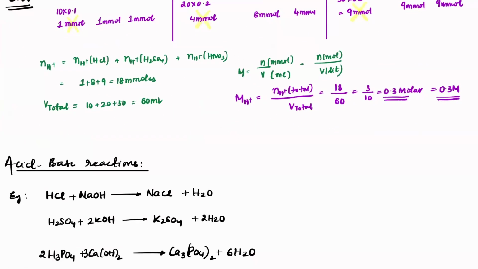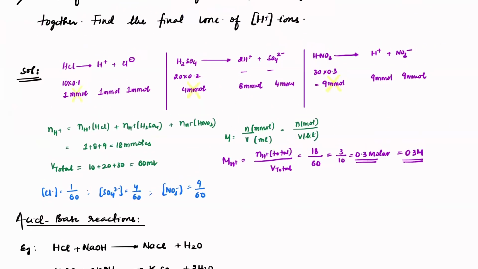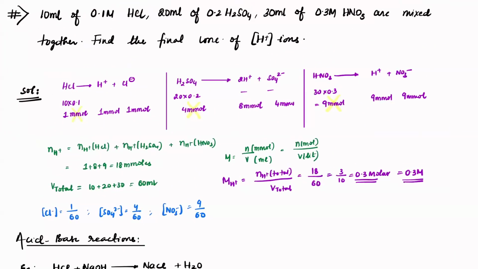Just to give you more clarity on the other ions, Cl minus concentration will be 1 by 60. SO4 2 minus concentration will be 4 by 60. NO3 minus concentration will be 9 by 60. These are the concentrations of the other ions. So I'm sure you understood this point, how to figure out concentrations of various ions when they get ionized. Clear, everybody?